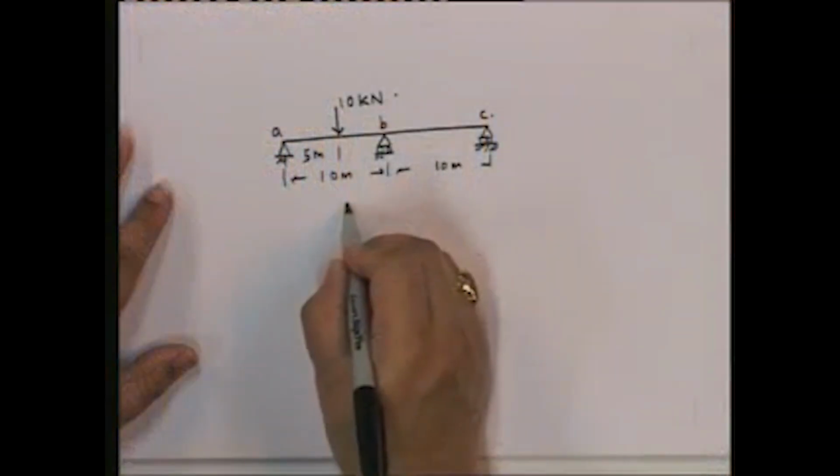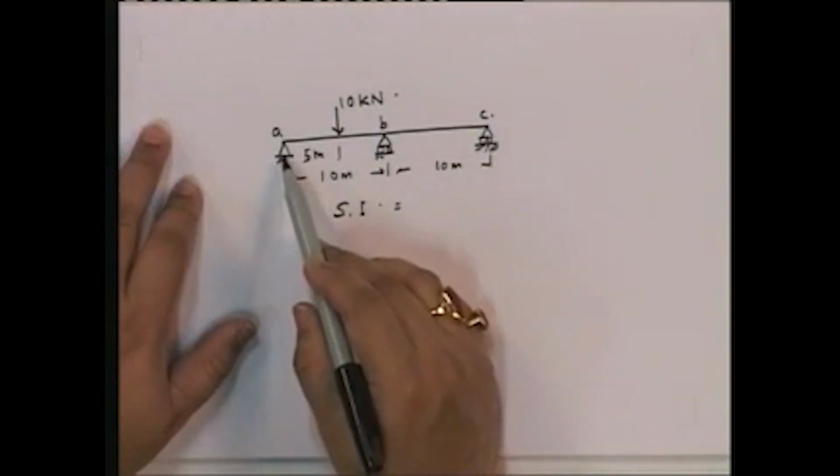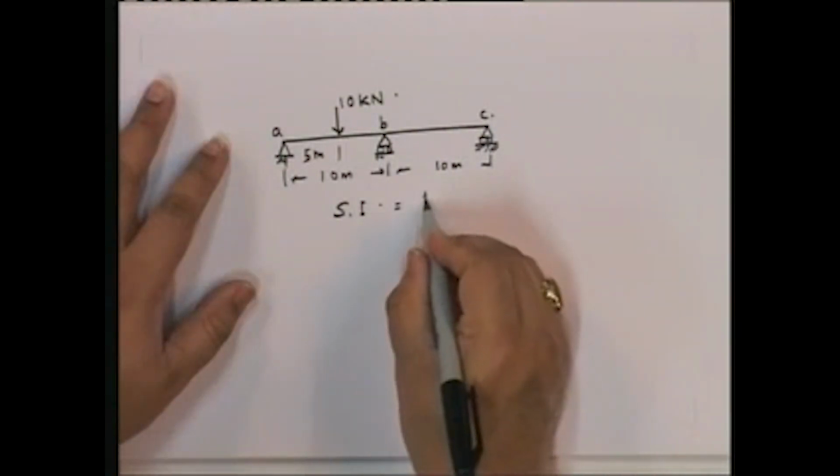What is the static indeterminacy of this? We've done this over and over again. The static indeterminacy, if you look at it, there are 4 reactions, 3 equations, so static indeterminacy is 1.